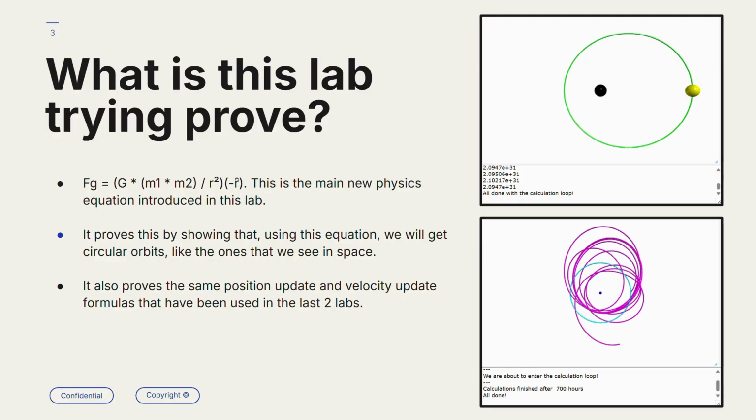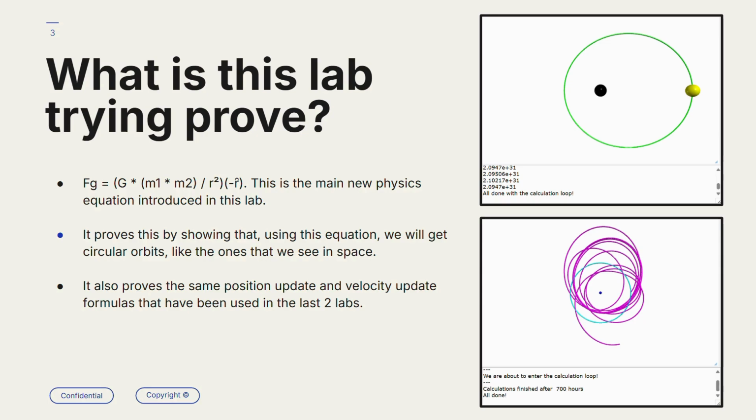Now, what is this lab trying to prove? Well, it's trying to prove this formula in the first equation that I mentioned before. This is the universal gravity physics equation. While this lab does also use the position and velocity update formulas, those were more focused on the last two labs. So if you want to learn more about them, you can look at those labs. This lab doesn't focus as much on them, but more on this universal gravity equation.